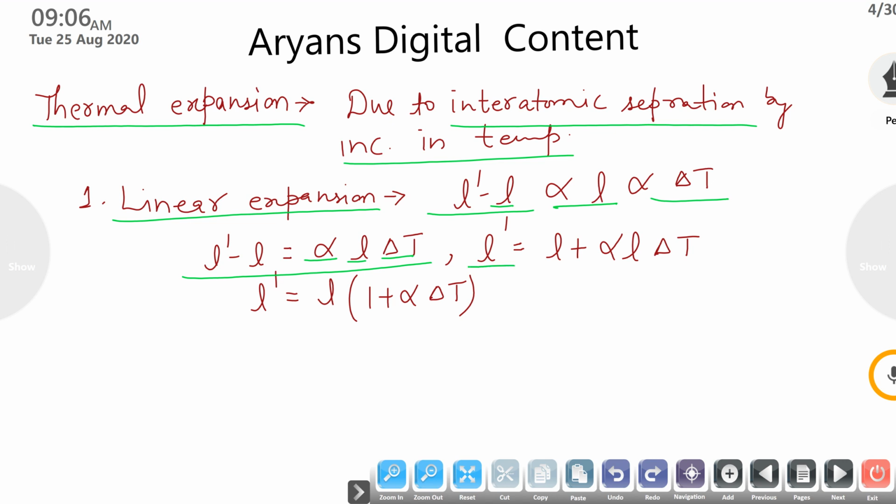So simply, L can be taken on that side. So this will become the final length of any object after giving some temperature to it. If we take L common, then it will come out: L dash is equal to L bracket 1 plus alpha delta T.